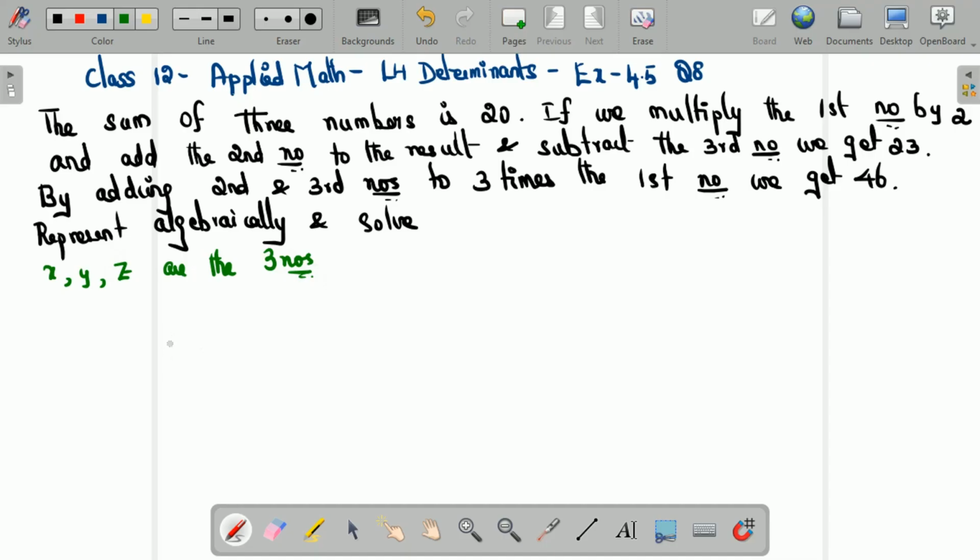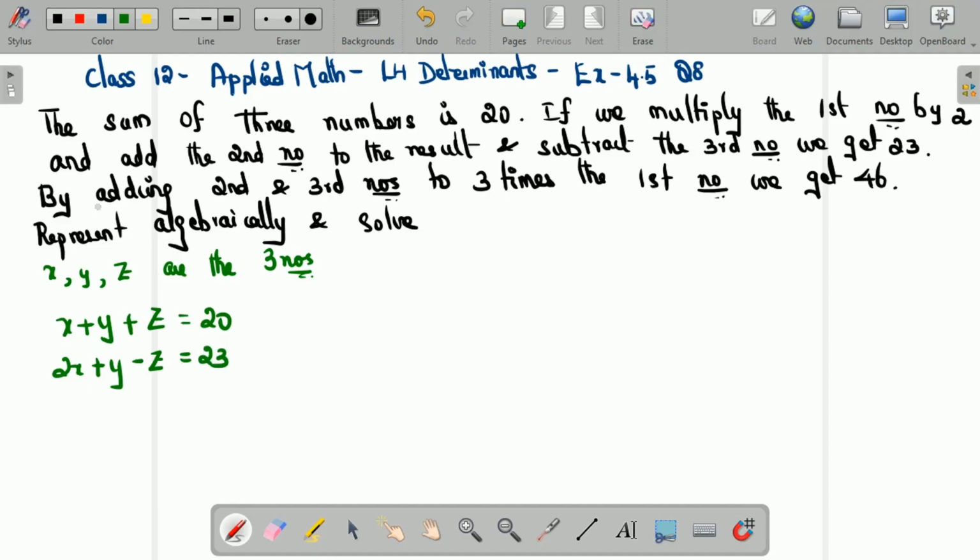So the first statement is the sum of the three numbers is 20. So algebraically, x plus y plus z is equal to 20. Now, if we multiply the first number by 2, so 2x, add the second number to the result, so plus y, subtract the third number, so minus z is equal to 23.